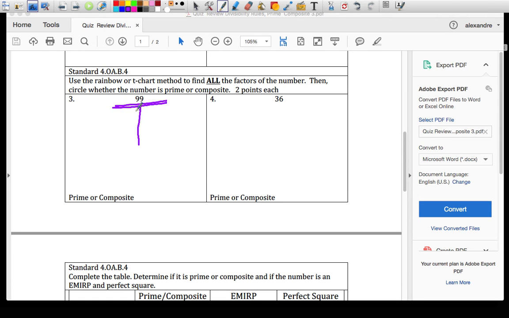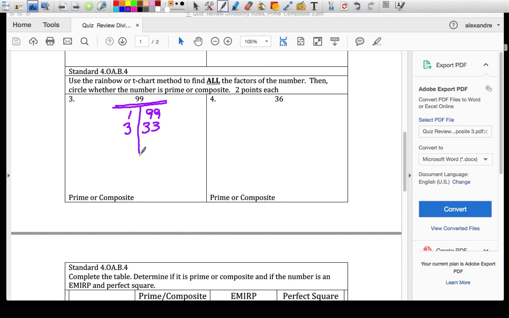Start with 1. 1 times, obviously, 99 is 99. Will 2 go in? Is 2 a factor of 99? So 2 doesn't work because 99 is not an even number. But 3, does it work? Well, 9 and 9 is 18, and 18 is divisible by 3, so definitely 3 will work. So it'll be 3 and 33.